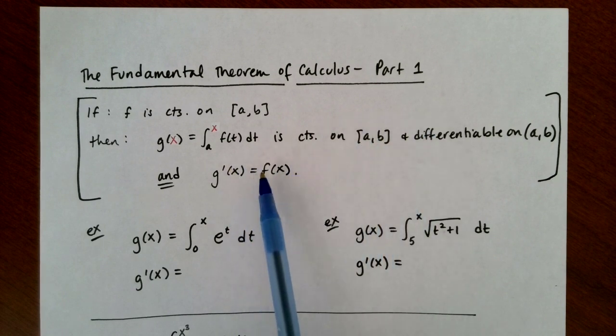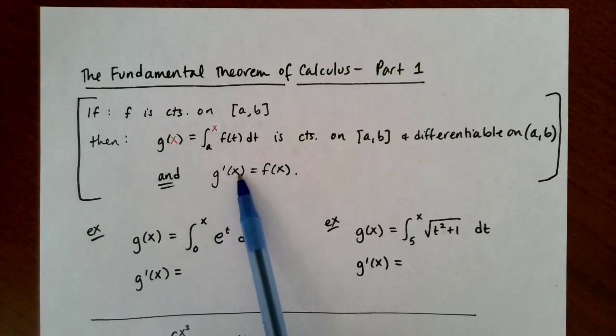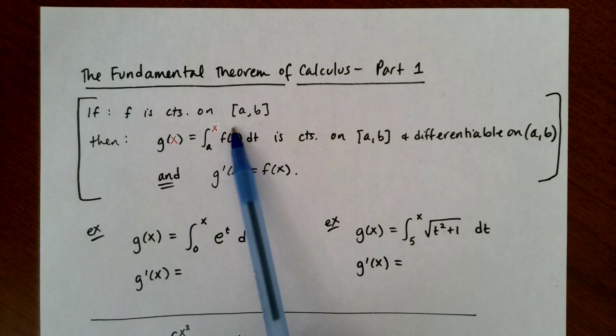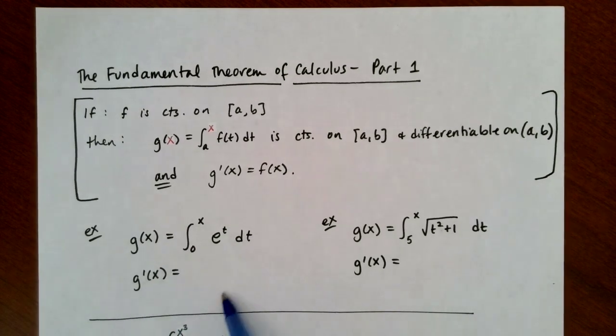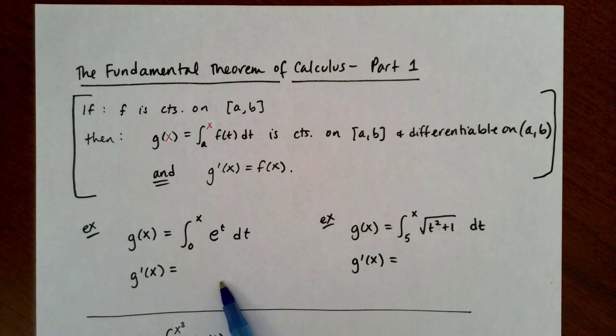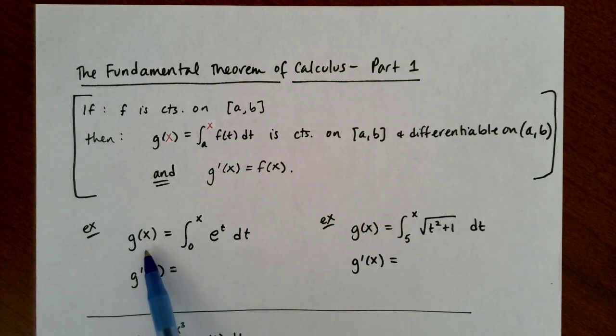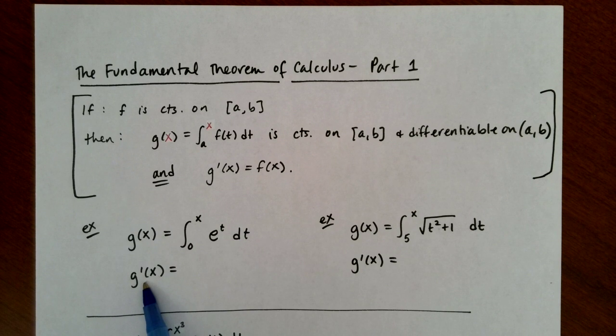And the part that we use the most is that the derivative of this function would be this integrand function with an x in it that you use to start the whole thing. Okay, so above the line here on my page, I have two straightforward applications of this theorem. So first we have g of x is the integral from 0 to x of e to the t dt, and we're asked to find g prime of x.